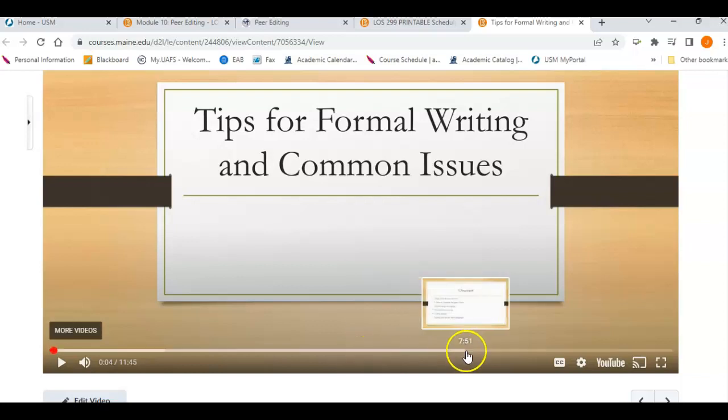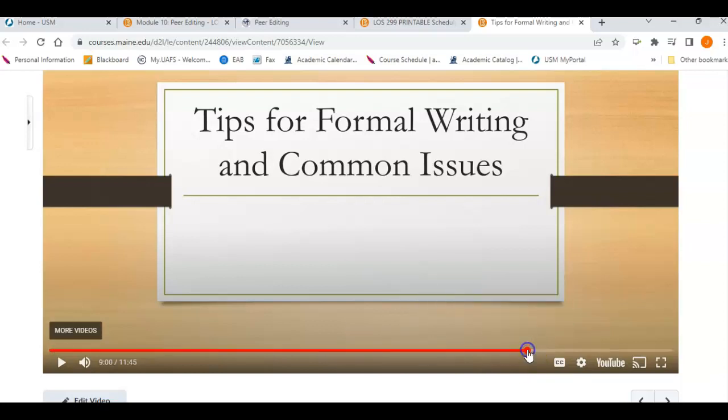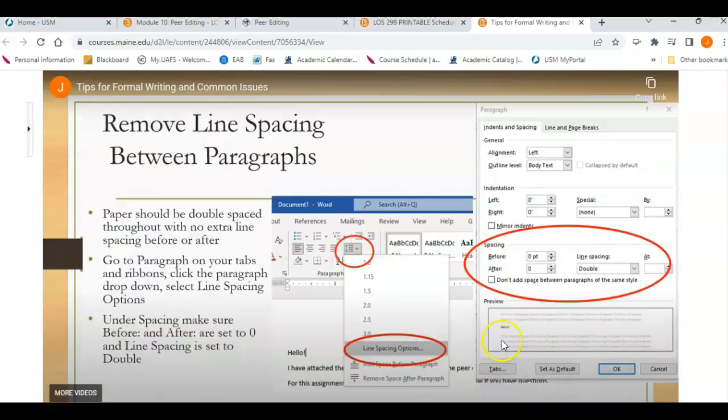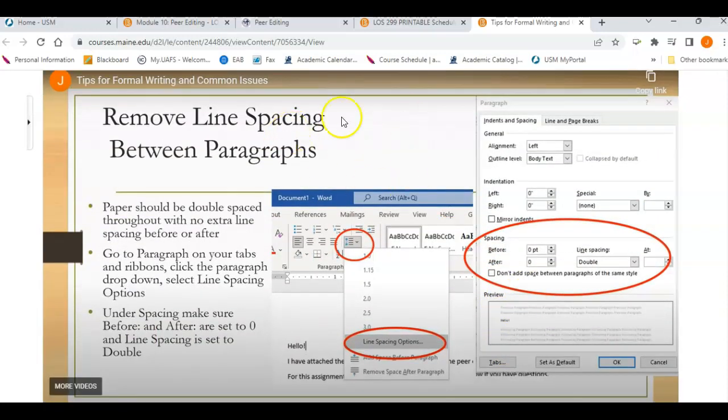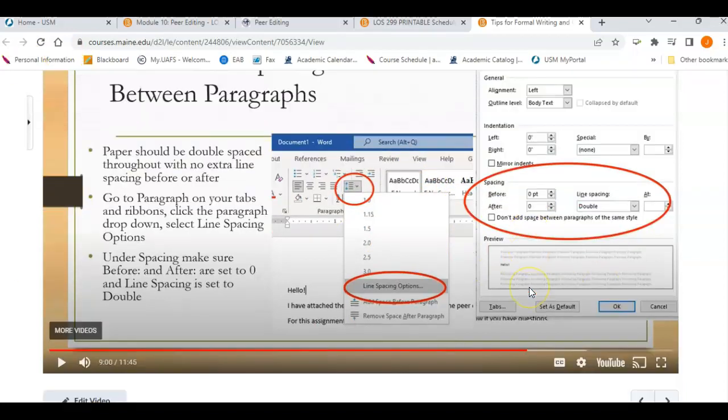There's also a section in here. On some of your papers I put to remove your line spacing between paragraphs because you have extra line spacing, so there's a part of the video that shows you how to do that in Word. It gives you some little tips and hints, and these are things that I'm looking for specifically as I go through your paper, so it's really good to pay attention to this video as well.